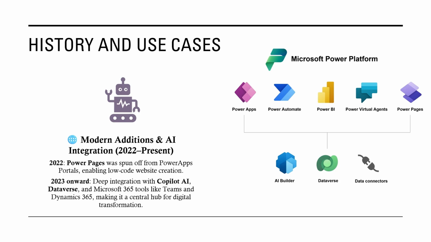Data within Dataverse is stored in a set of tables. A table is a set of rows, formerly referred to as records, and columns, formerly referred to as fields or attributes. So, Dataverse is sort of like an online database which is connected to the Microsoft Power Platform environment. It is not only used by Power Platform; it can be used for many other applications.